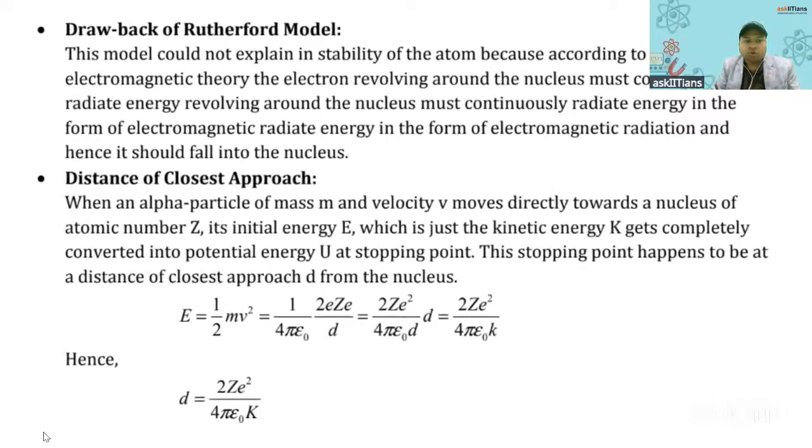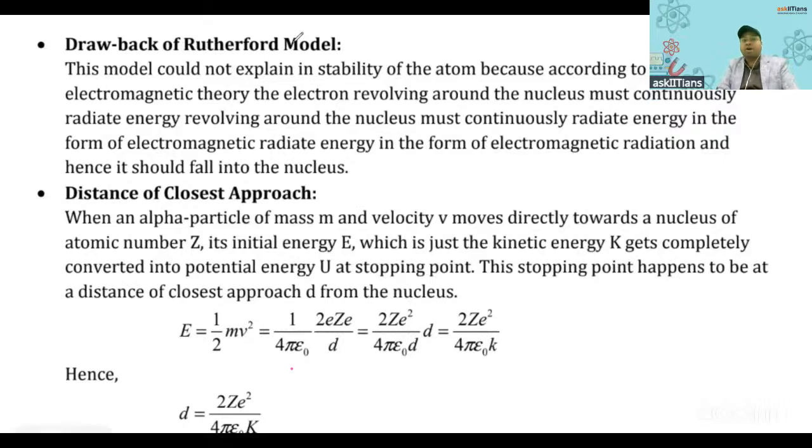Then next, most importantly, in the 2024 exam paper this question came: drawback of Rutherford's model. What is the drawback of Rutherford's model? This also comes. The main drawback is that he could not explain the stability of the atom. You need to write it word by word, as it is written here: according to classical electromagnetic theory, the electron revolving around the nucleus must continuously radiate energy in the form of electromagnetic radiation, and hence it should fall into the nucleus.